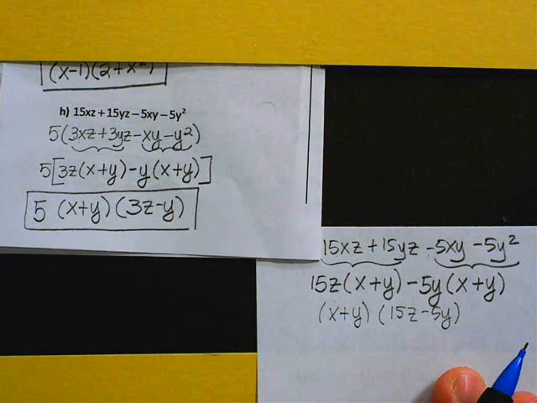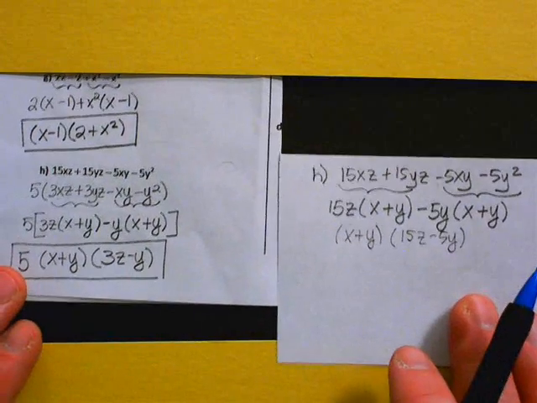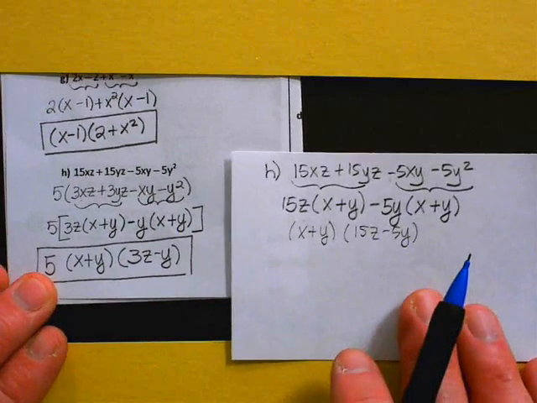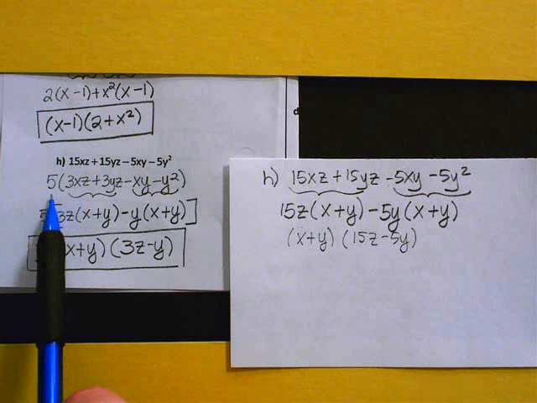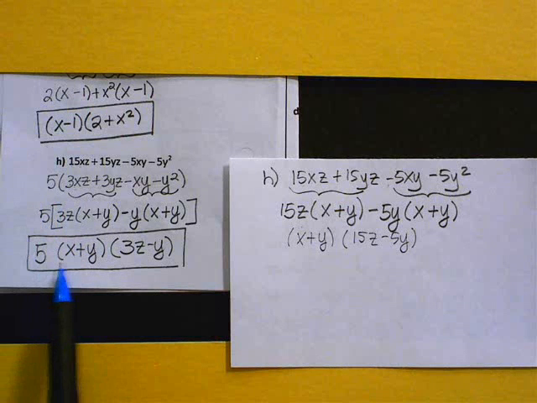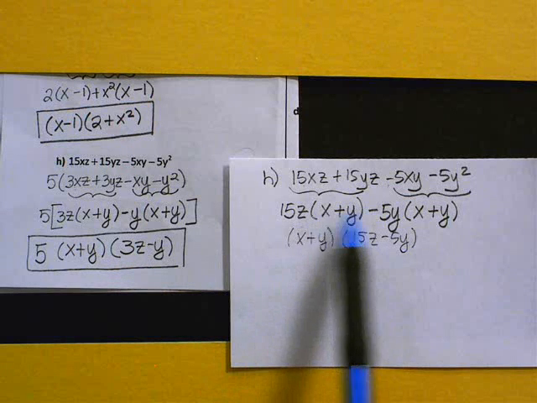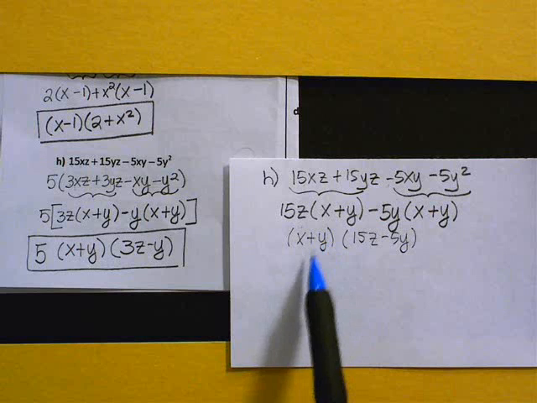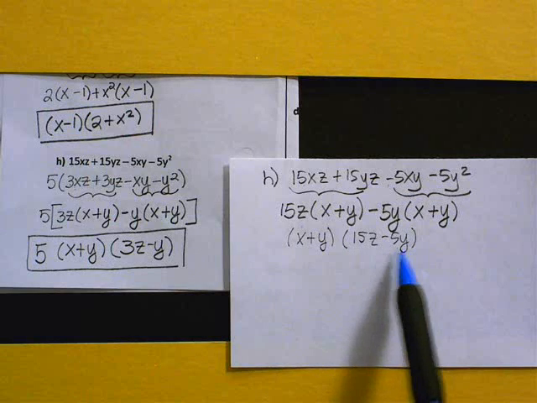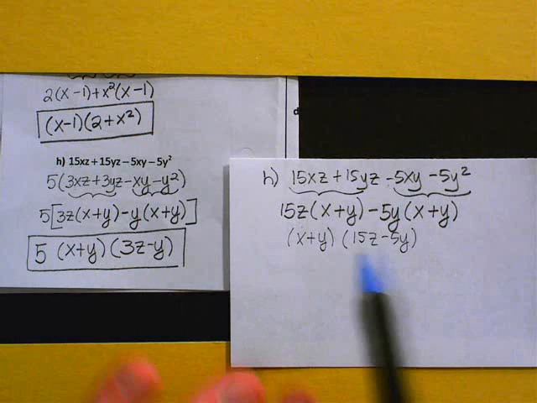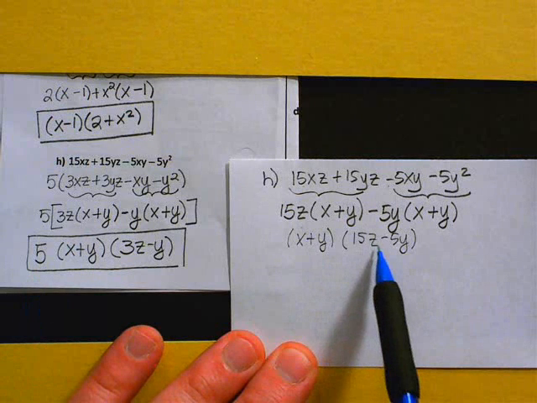Alright, let me zoom out so you can see a better view. Okay, let me zoom out a little bit more. So here we have the same problem side by side. Basically, on this one I factored out the 5, and my answer was 5 times x plus y, 3z minus y. Over here, I forgot to factor out the 5, and my answer was x plus y times 15z minus 5y. As you can see, I have different answers. The reason why I have different answers is because, see this 5 right here? This 5 is inside here.